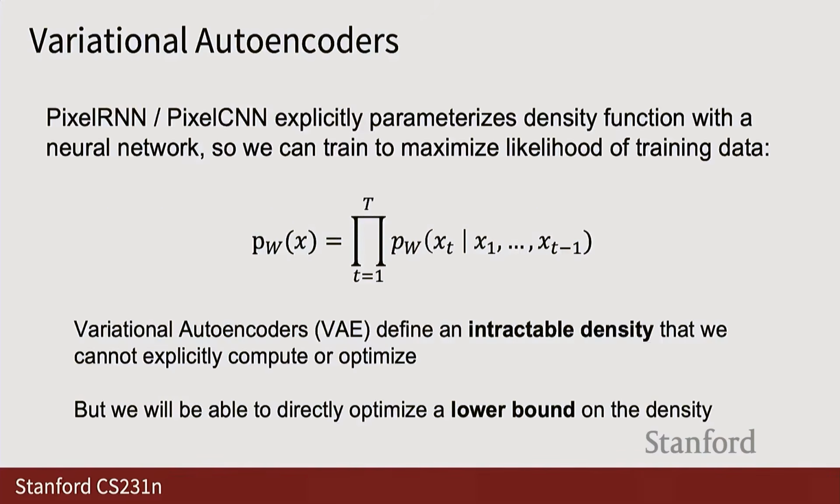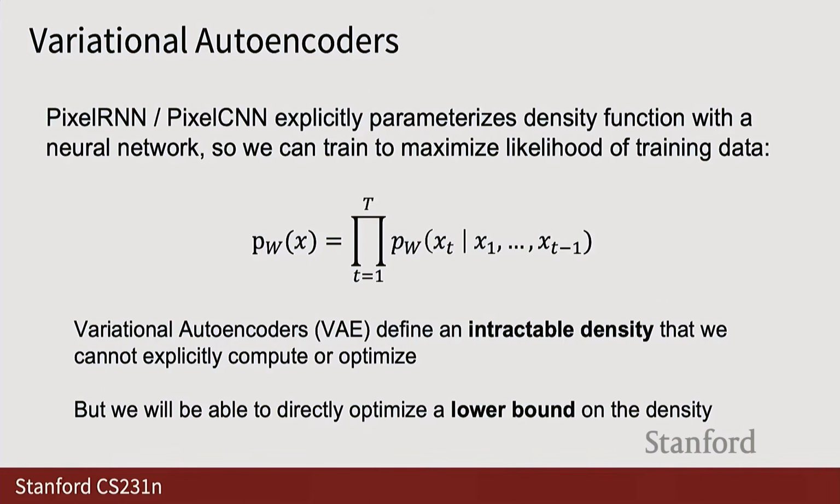In these autoregressive models, we're trying to do maximum likelihood. We broke up our data into a sequence of parts, and we're trying to maximize the likelihood of the data. Variational autoencoders are going to do something a little bit different. There's still going to be an explicit method, some kind of density that we can compute, but it's going to be intractable. We're going to be able to approximate it.